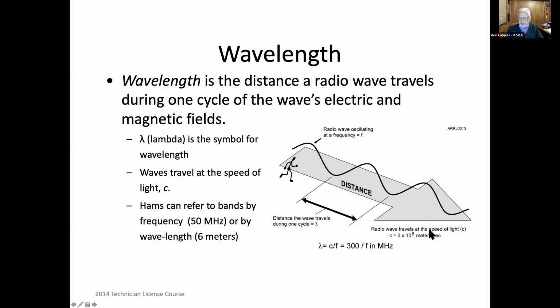Now, since they travel at the speed of light, there is this really neat little formula that you as a beginner will use just about every time you think about frequency or wavelength, and that is that there is a very good, easy relationship between them. And that's lambda equals 300, the number 300, divided by the frequency, but now we use the frequency in megahertz.